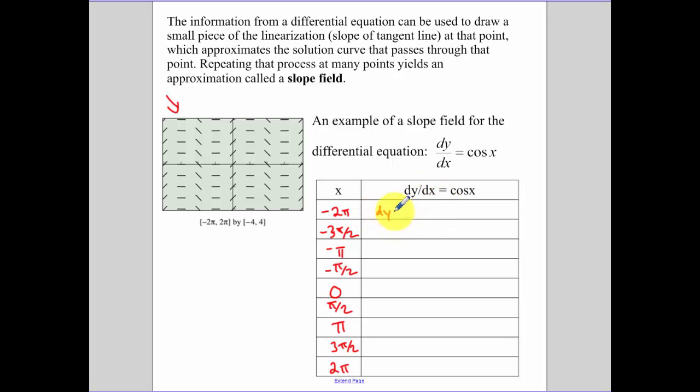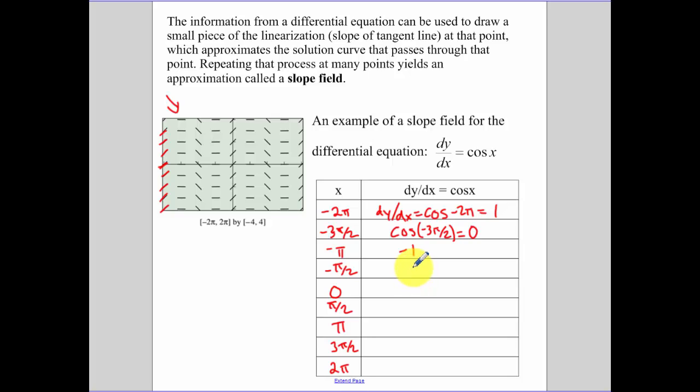So dy dx equals the cosine of negative 2 pi. I evaluate the cosine of negative 2 pi, which is equal to 1. So at negative 2 pi, my slope should hopefully be 1. You notice for all our values at negative 2 pi, our slope is a positive 1. So that's what those little dashes are. When I plug in negative 3 pi over 2, I apologize, we get 0. Notice how all the slopes at negative 3 pi over 2 are 0. When I plug in negative pi, we get negative 1. All of these slopes here are negative 1.